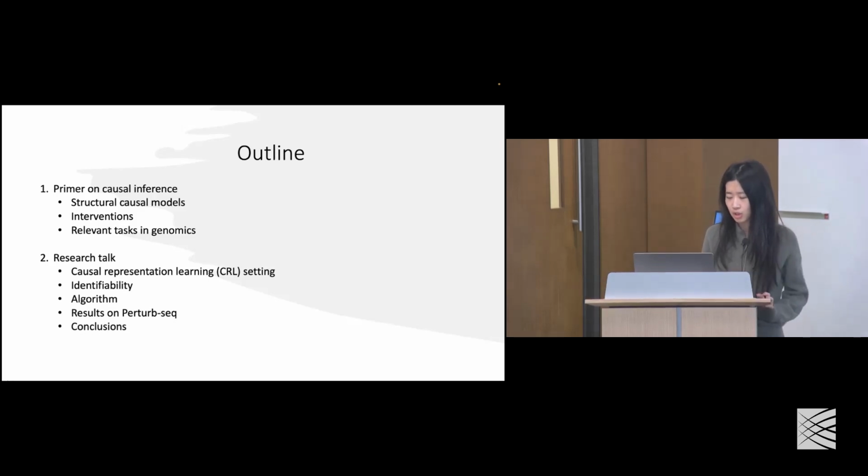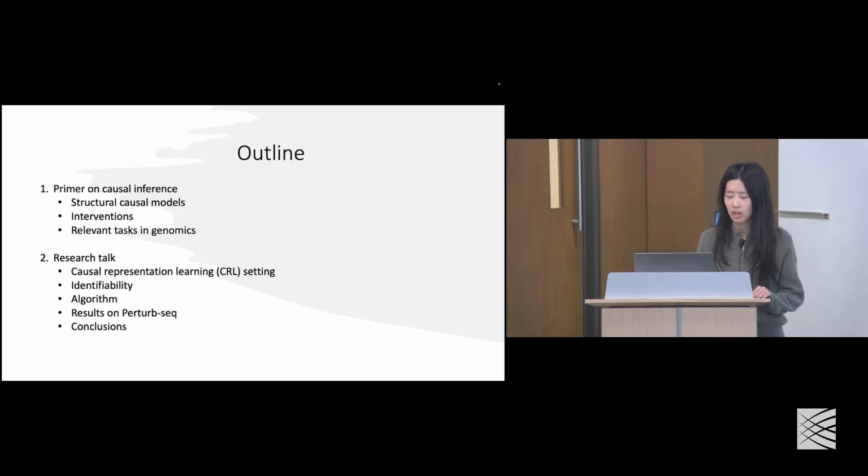It will be split into half. For the first half, I'm going to give a short primer on causal inference. This will mainly cover some mathematical concepts that are relevant to understand the talk today. So it will not be a comprehensive primer on all of causal inference. Mainly I will talk about the definition of structural causal models, interventions in terms of structural causal models, and then I'll briefly try to summarize a few relevant tasks in genomics that we've been considering. And that's the first half of my talk.